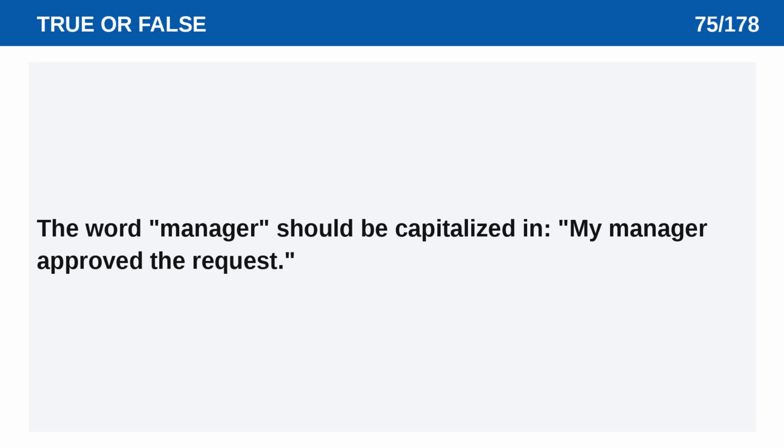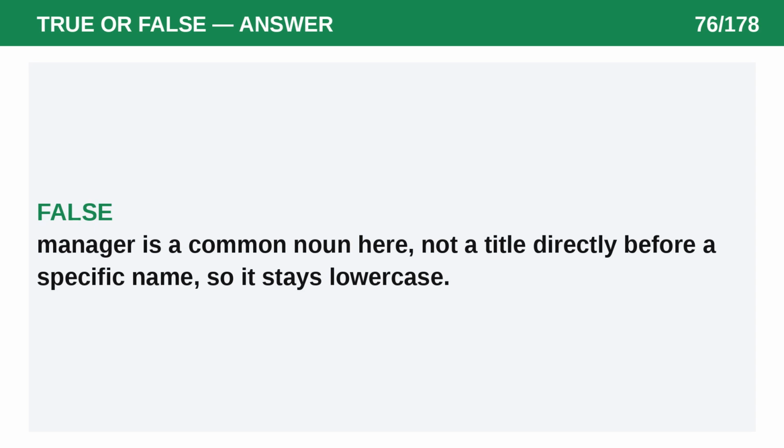The word manager should be capitalized in the sentence, "My manager approved the request." That's false. Manager is a common noun here, not a title directly before a specific name, so it stays lowercase.